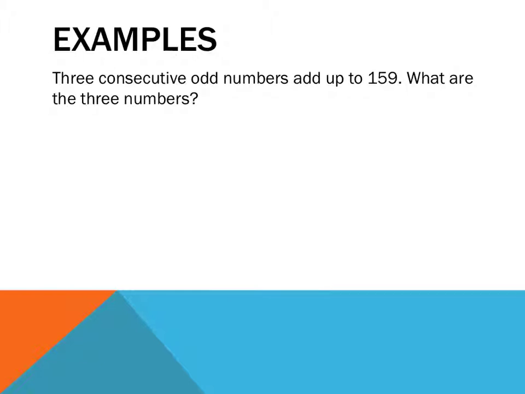Okay, let's have a look. Three consecutive odd numbers add up to 159. I don't know what these odd numbers are, but I know it's an equation and I know they equal 159. You can either immediately write it as 3x, because there's 3 numbers, or, if this makes more sense to you, write it as x plus x plus x.